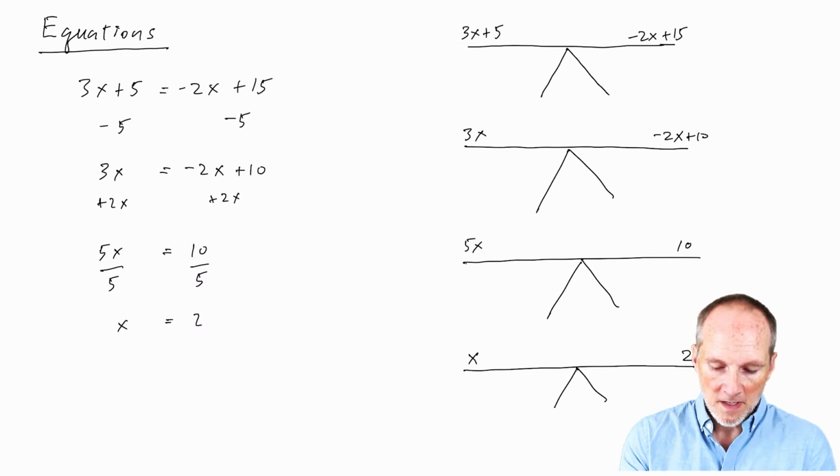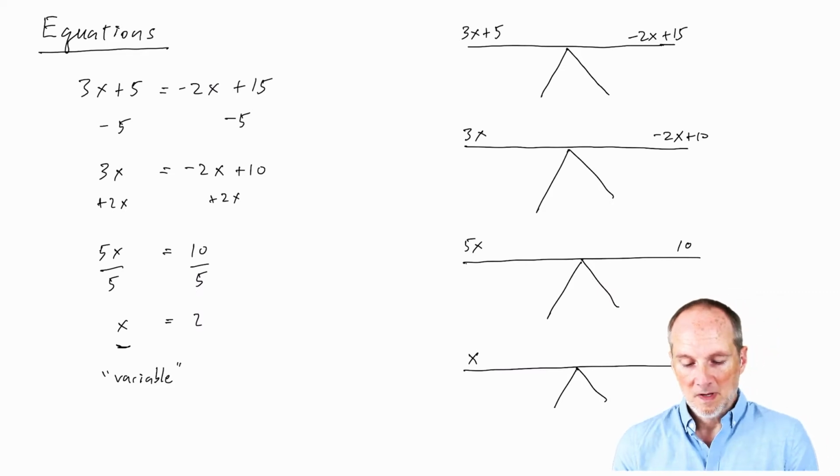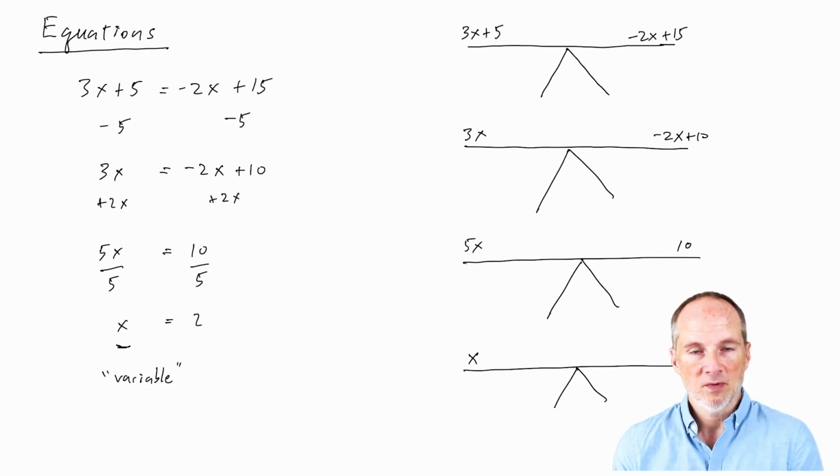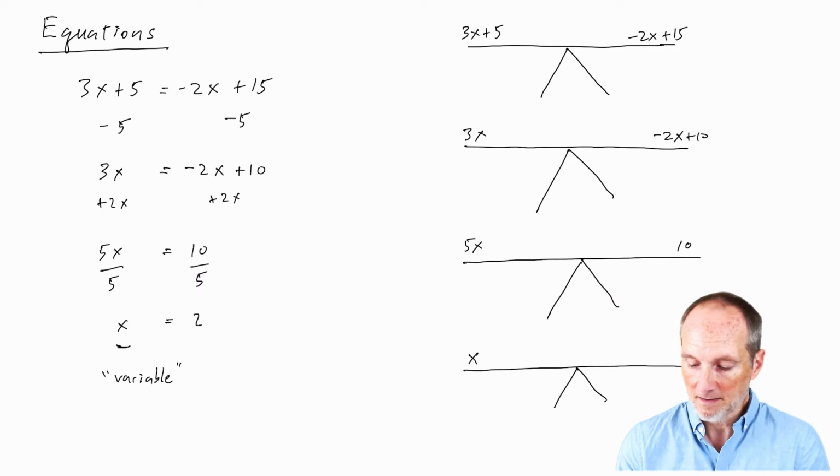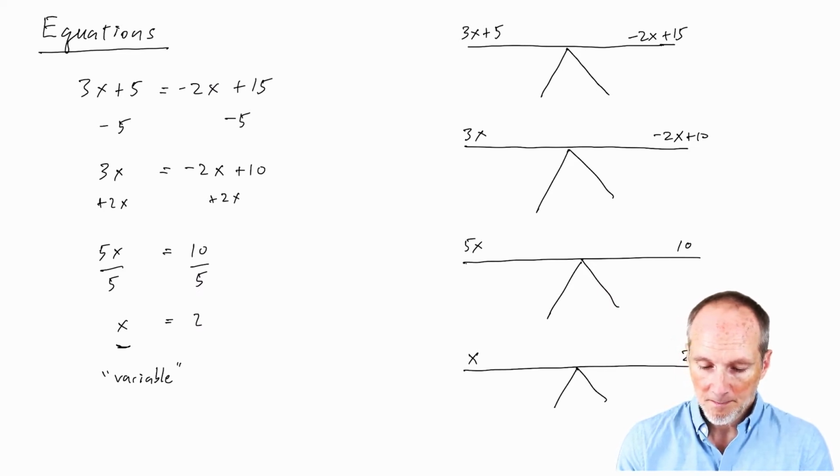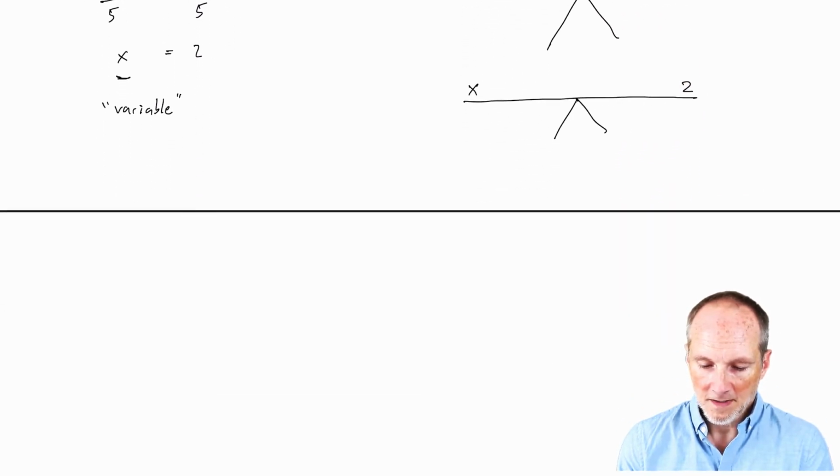A term that we use for x is variable, because it could stand for any real number. Conceivably, we've figured out that it's actually equal to 2, but it could have been anything in that set of real numbers. All right, so let's talk for a second about one equation in two unknowns.